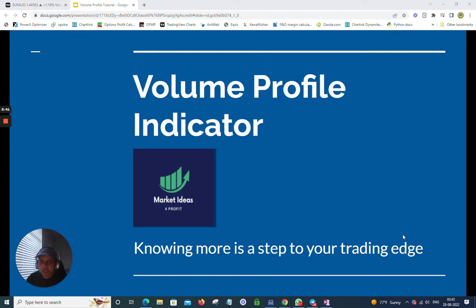So for me, the volume profile indicator has given me a huge edge in understanding where the big money is sitting, where the smart money is trending, where the smart money is coming in at any given point of time, and where it's resting, and where the market is going to go in the short term. So without saying much, let's get into this video.